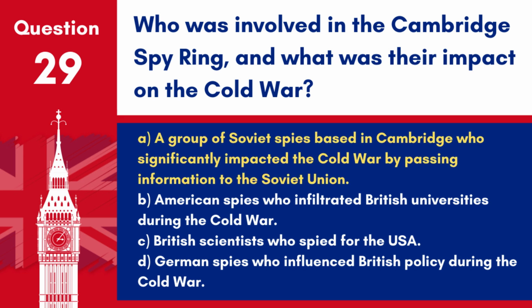Answer: A. A group of Soviet spies based in Cambridge who significantly impacted the Cold War by passing information to the Soviet Union. The Cambridge spy ring, including figures like Kim Philby and Guy Burgess, was notorious for its role in leaking British secrets to the Soviets, affecting the dynamics of Cold War espionage.